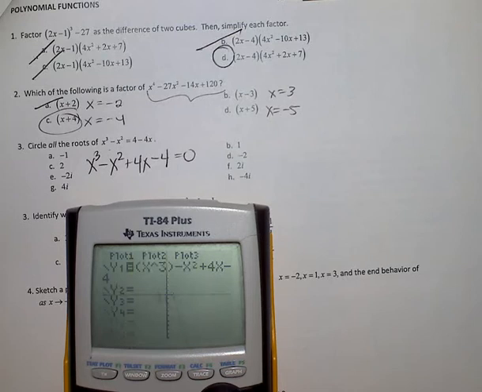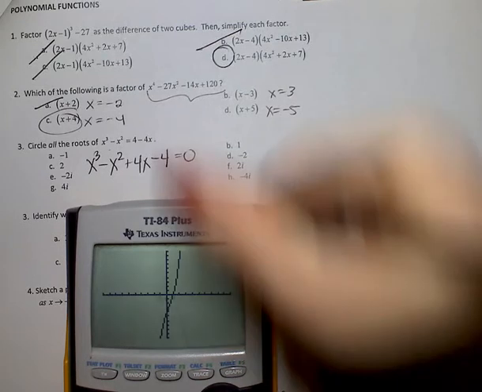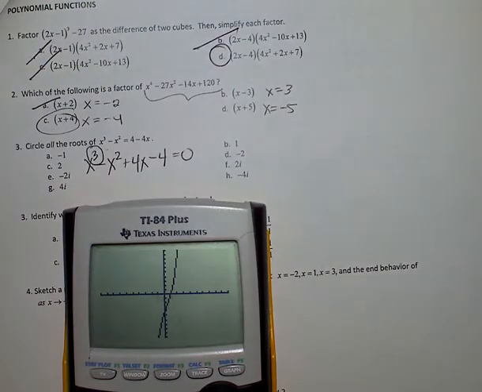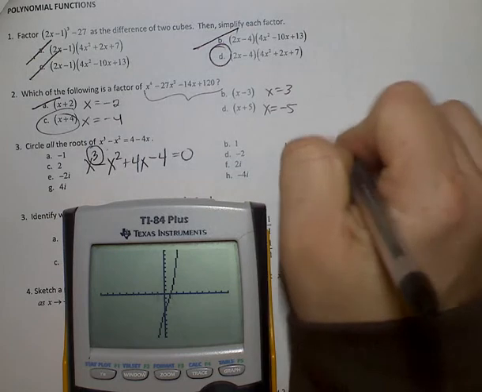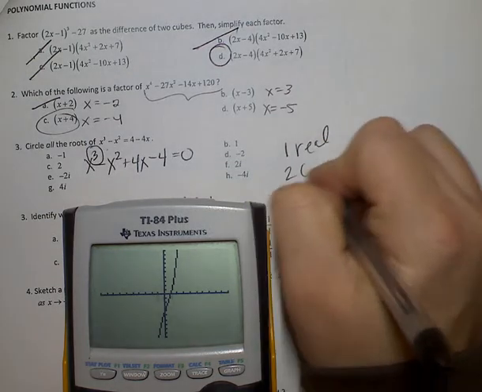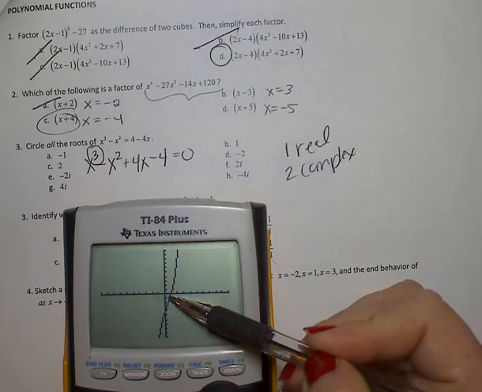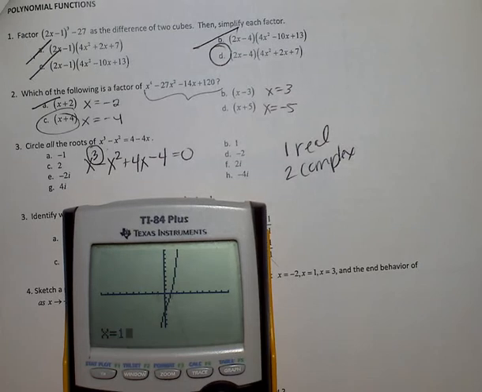Graph it. I see only one x-intercept. Please circle this cube. How many answers do I want? 3. But in this case, there is one real, and there's 2 complex, also known as imaginary. Now, I need to identify all of them. So it looks like this is maybe a 1. Just to be lazy, let's check a simple way. Go second, trace, value, type in a 1. You're right, or I'm right, I should say. 1 is the x-intercept, so let's circle 1.